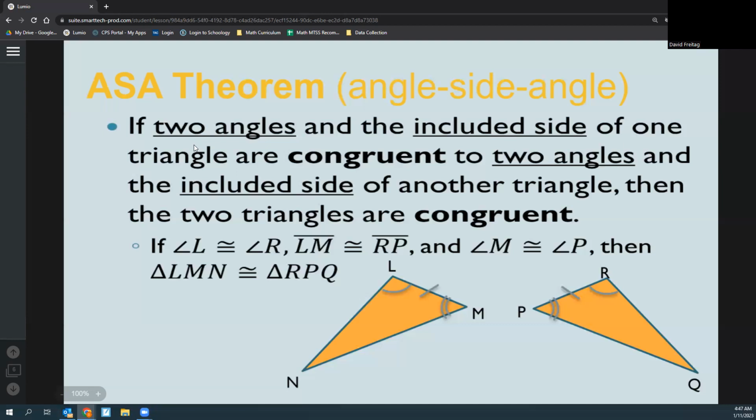Notice it is angle, then a side, then another angle. It has to be an angle, then a side, then an angle. Like the side has to be connecting the two angles in between. That is angle, side, angle, ASA. And the reason we call it ASA, angle, side, angle, is it kind of reminds us that the side has to be between the two angles.